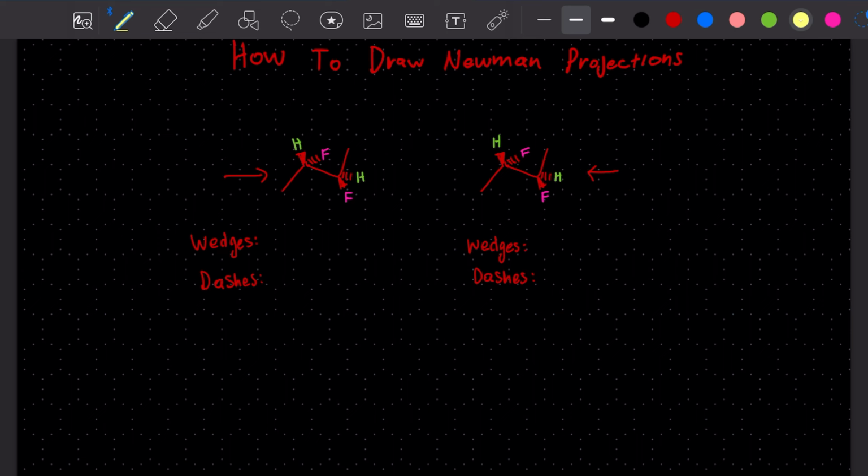So let's talk about this one now. If the arrow points to the right, your wedges are always going to be on the right side and your dashes are always going to be on the left. And for this arrow now, the one going to the left, this time your wedges are always going to be on the left. And you will guess by now, your dashes are always going to be on the right.